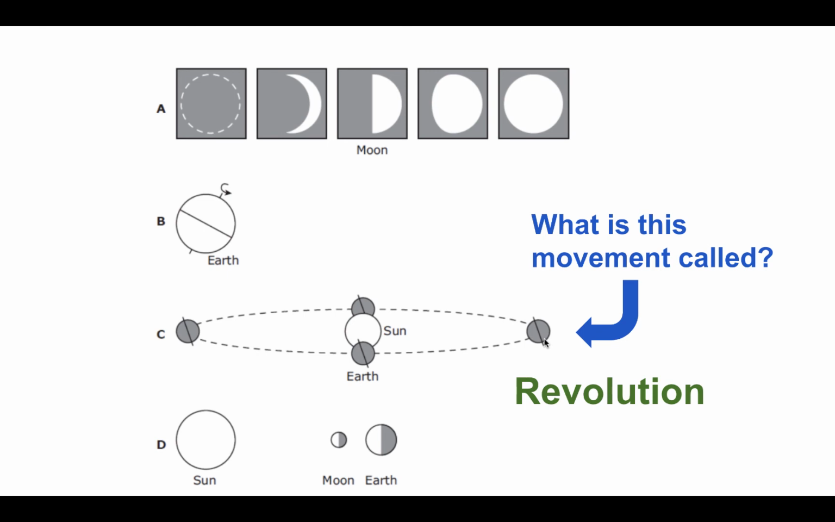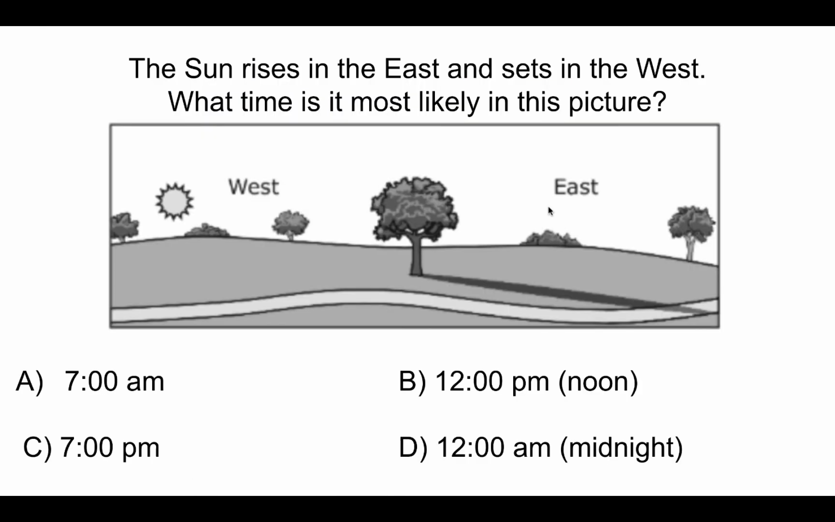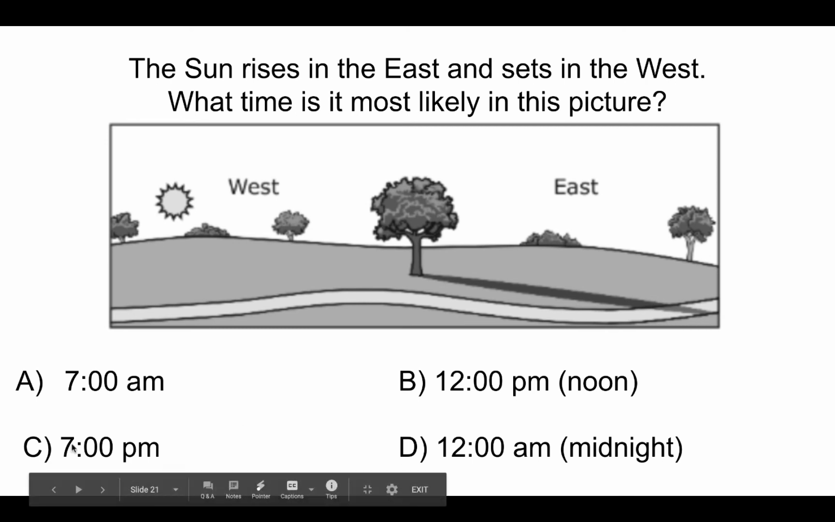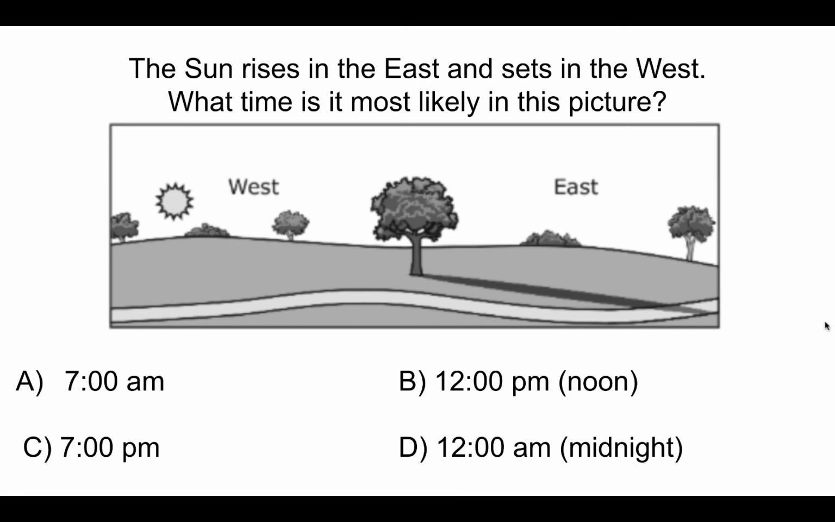One last question. It's a little bit tricky. Okay, here's the last question. Let's go. The sun rises in the east and sets in the west. What time is it most likely in this picture? Is it 7 a.m., 12 p.m. or noon, 7 p.m. or 12 a.m. at night? Again, if the sun rises in the east and sets in the west, which of the following is most likely the correct time in this picture?